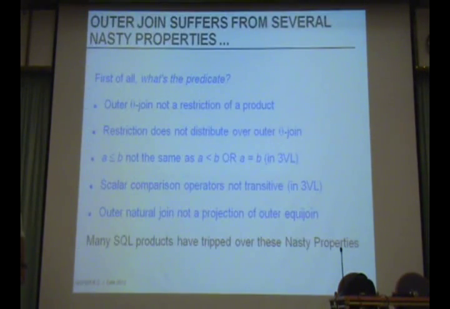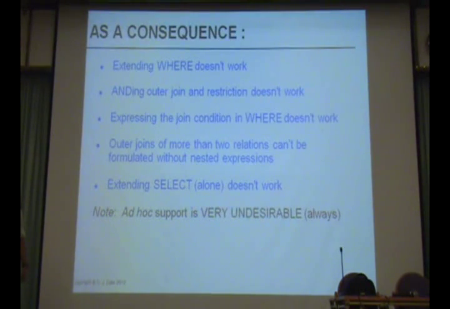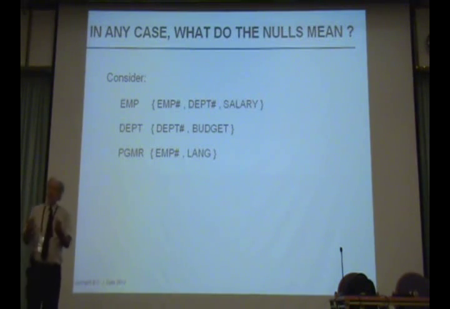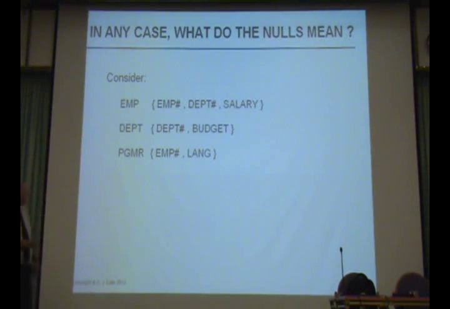Well, yes, outer join suffers from all kinds of nasty properties. I've listed some of them here. I won't go through them in detail. I'll simply tell you that many SQL properties trip over those nasty properties. And there's all kinds of things that you might think you could do in SQL that simply don't work. But the more fundamental question is, those nulls that pop up when you do an outer join, what do they mean? Let's look at another example. Suppose you have employees, departments, and programmers. And the semantics here are that all programmers are employees, but some employees are not programmers.